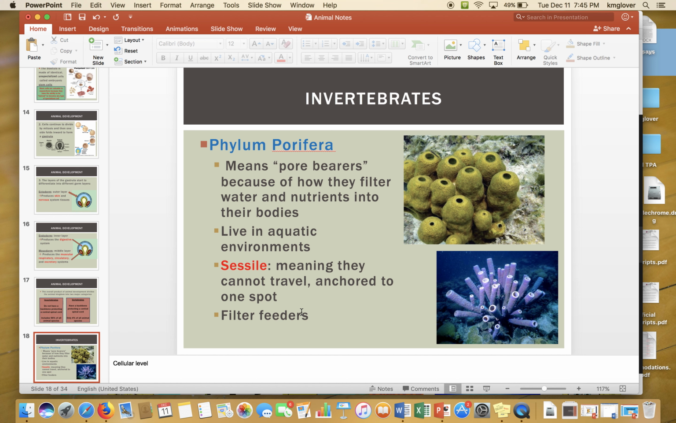Okay, and SpongeBob is actually supposed to be sessile. Sessile means that he lives in one spot, anchored there forever. He does not move. Okay, so sponges, they cannot travel, and they are anchored to one spot. Okay, so it'd be like you living your whole life in one little place and never being able to move, period. So those are sponges. That's phylum Porifera.